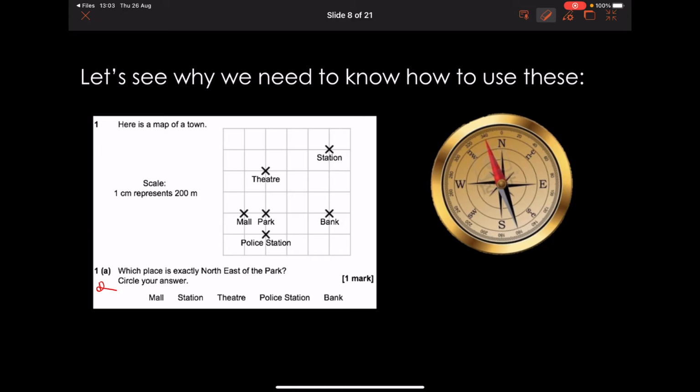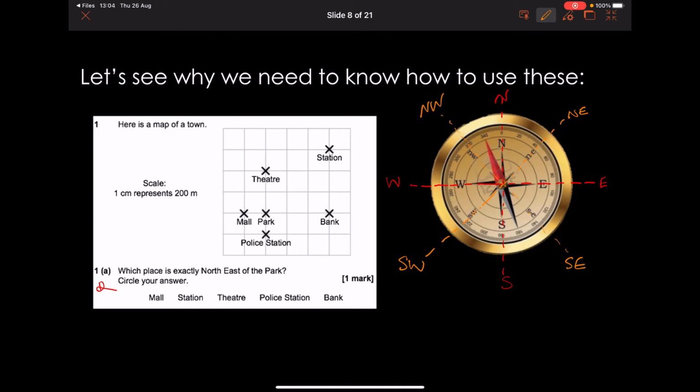Now, the reason I wanted to put this one in is because we just need to make sure that we are aware that we have 4 sides to a compass. The top being north, this one being east, this one being south, and this one being west. In between each of those, we also have other measurements. In between north and east, we have northeast. In between east and south, we have southeast. In between south and west, we have southwest. And in between west and north, we have northwest.